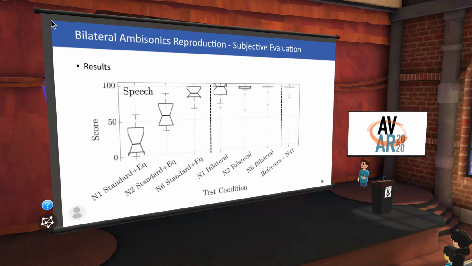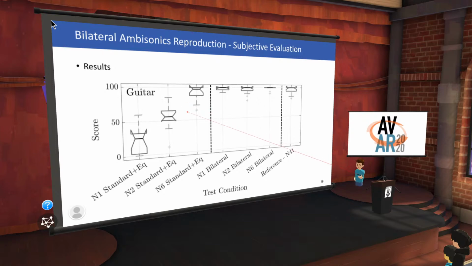Similar trends we can see with the other source signals. So this is with the speech. Although all the results are higher, because the speech signal contains less energy at high frequencies, and the castanet signal has much more temporal complexity to it. But still, we see a similar trend. Order 1 with bilateral is comparable to order 6 with standard, and again, order 2 and above is really similar to the reference, and similarly with the guitar signal.